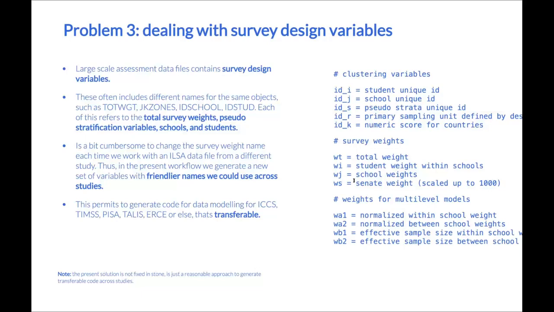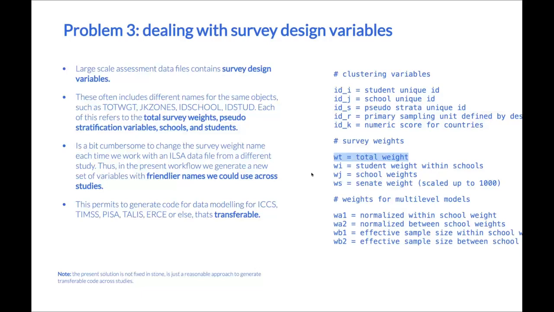The second collection of variables within the survey design that we need to treat are the survey weights. Most of the studies from large scale assessment, what they would give you, or that will be more obvious to identify or to spot, is the total weight. So the total weight is the vector of variables that we can use to expand the observations that we have to make inferences to the population.